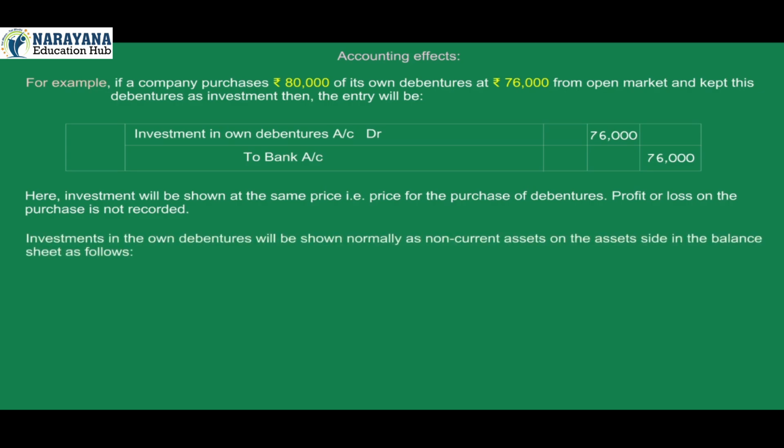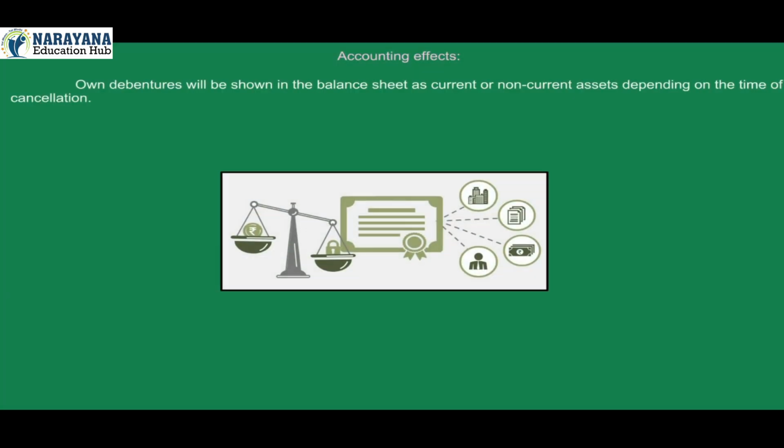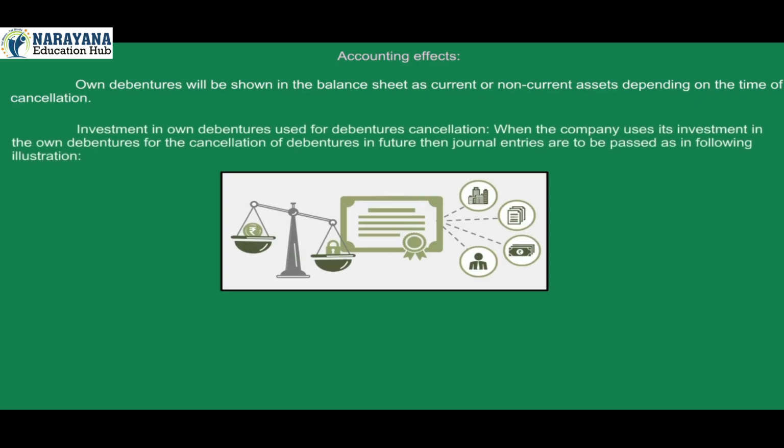Investments in own debentures will normally be shown as non-current assets on the asset side in the balance sheet as follows. Balance sheet of the company. 2. Assets. Non-current assets. Own debentures. Face value Rs 80,000. 76,000. Own debentures will be shown in the balance sheet as current or non-current assets depending on the time of cancellation.